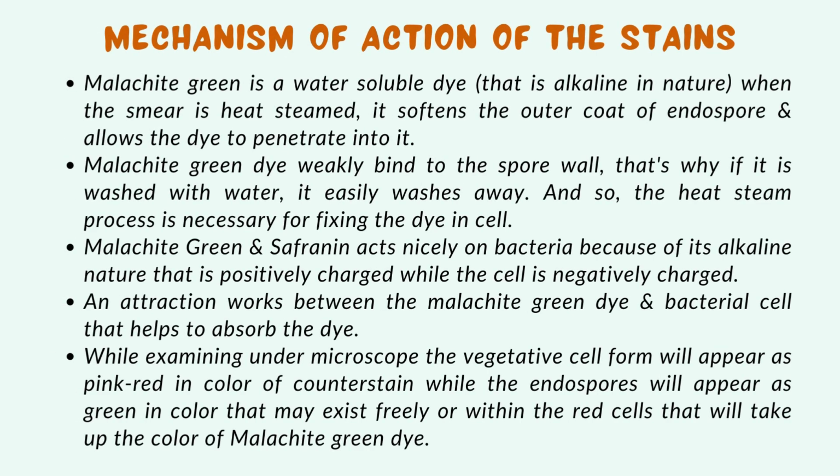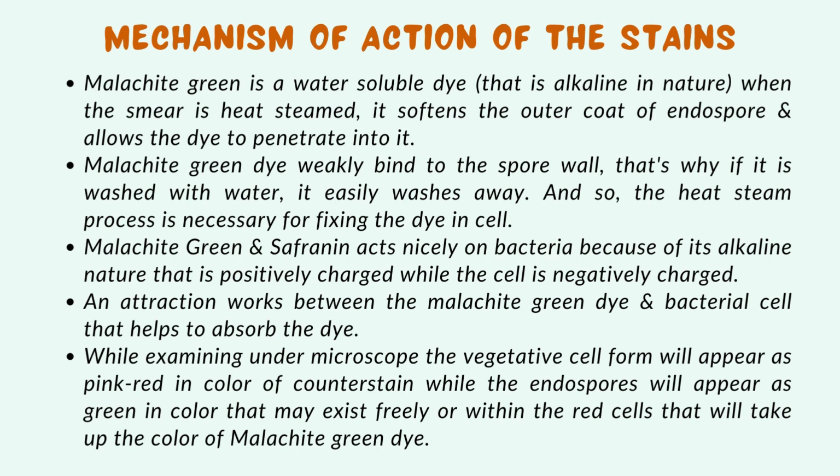Last but not the least, the mechanism of action of the stains. Malachite green is a water-soluble dye that is alkaline in nature. When the smear is heat steamed, it softens the outer coat of the endospore and allows the dye to penetrate into it. Malachite green dye binds weakly to the spore wall. That's why, if it's washed with water, it's easily washed away, and so the heat steam process is necessary for fixing the dye in the cell.